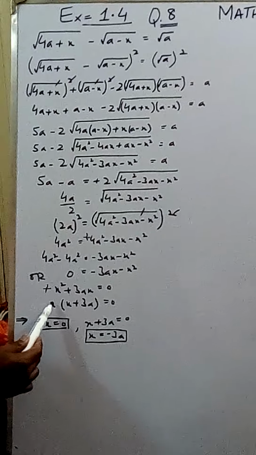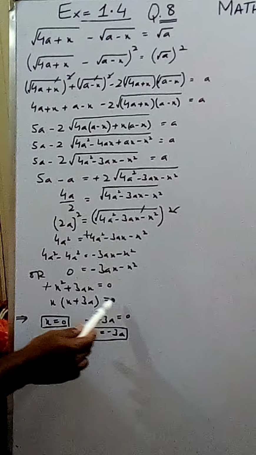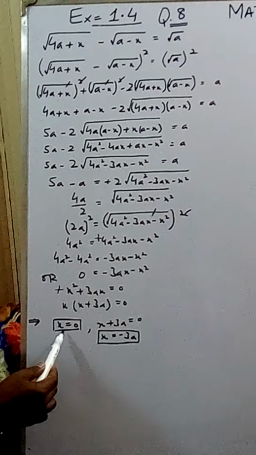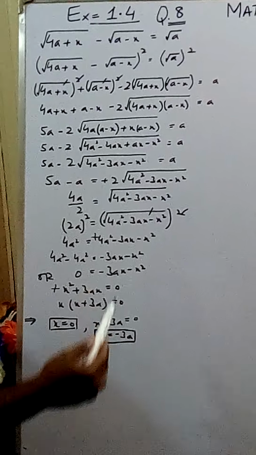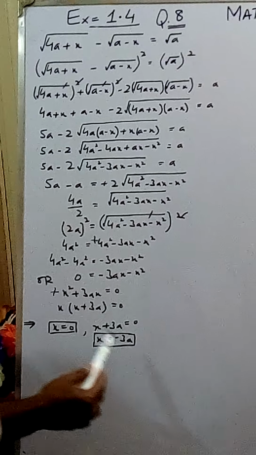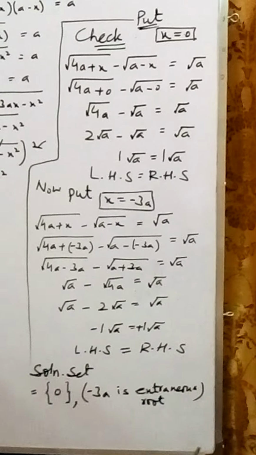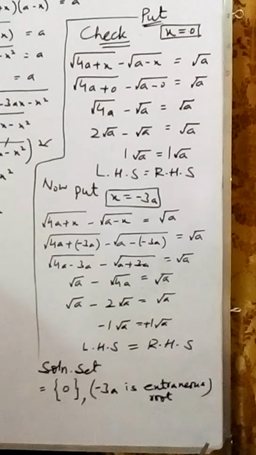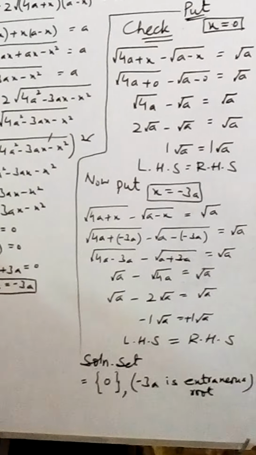x is common, so x times (x plus 3a) equals 0. So this implies x is 0 or x plus 3a equals 0, so x is minus 3a. So we have two values: x equals 0 and x equals minus 3a.